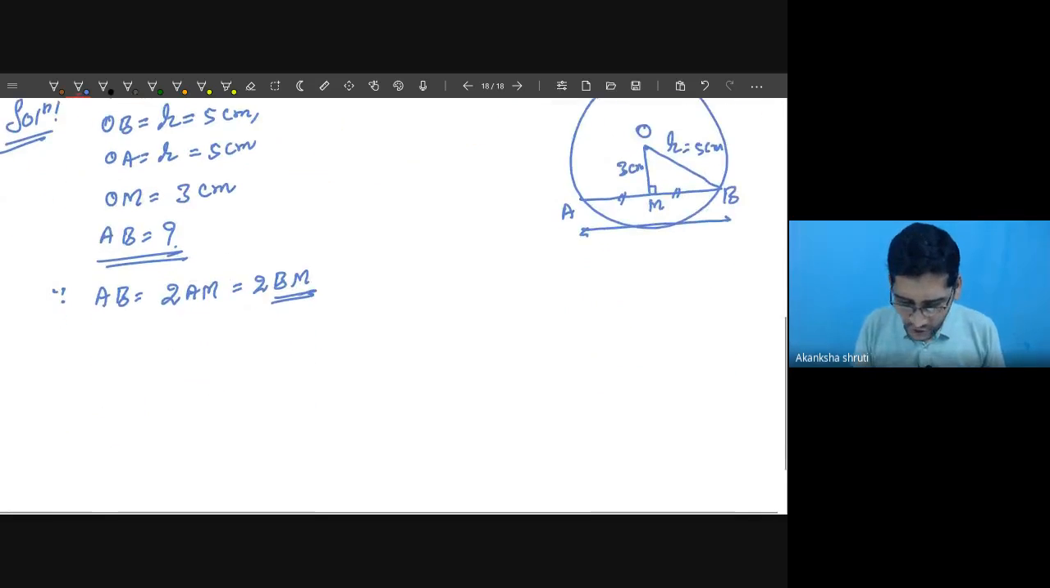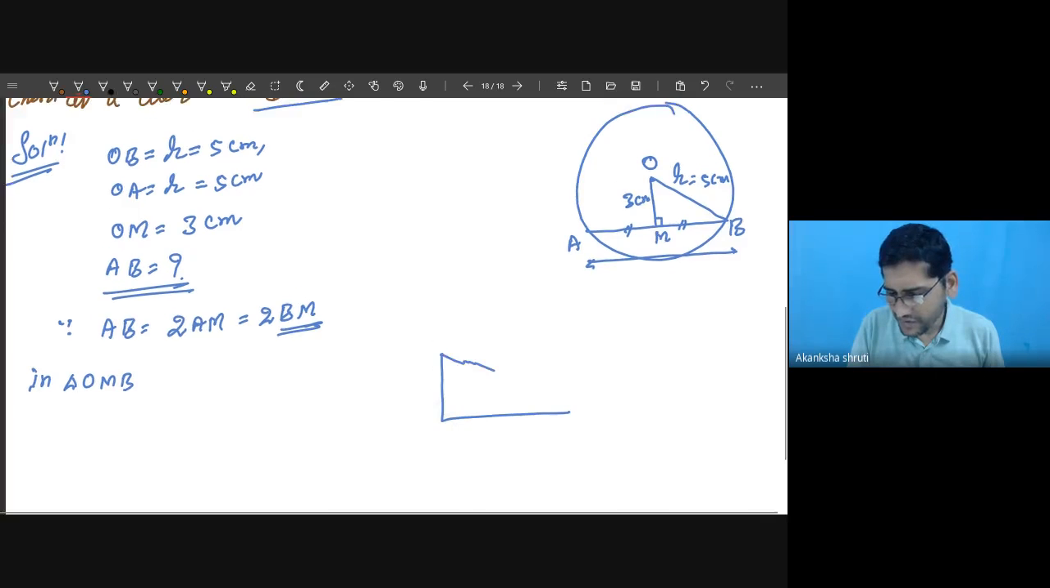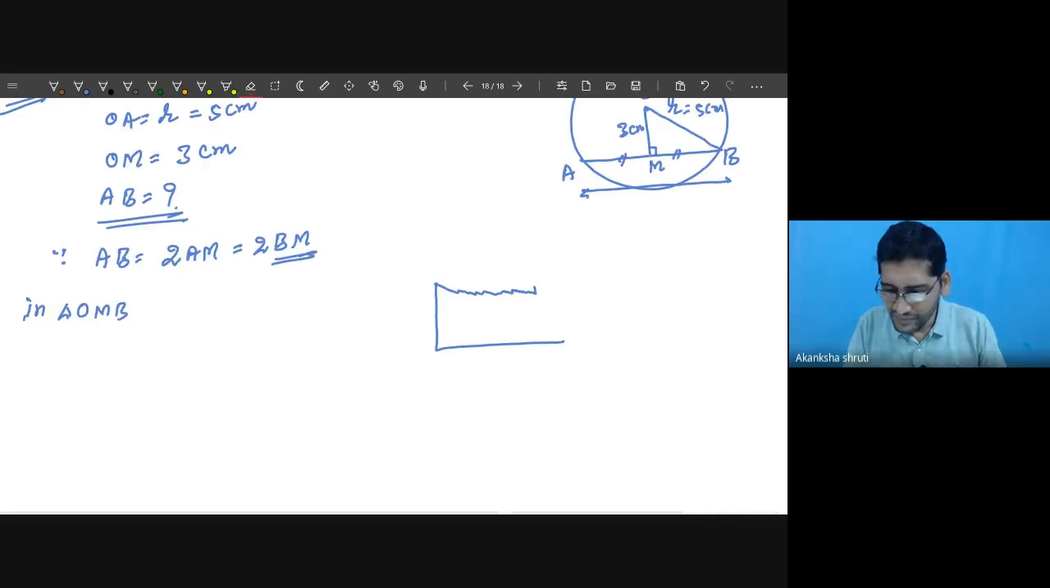So first we need to redraw the triangle. So draw triangle OMB. You just draw it. OMB is the triangle that we need to draw.